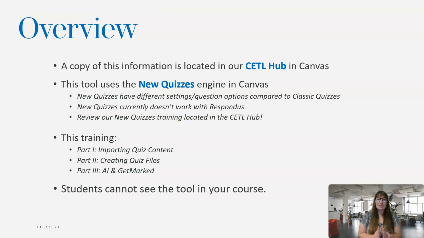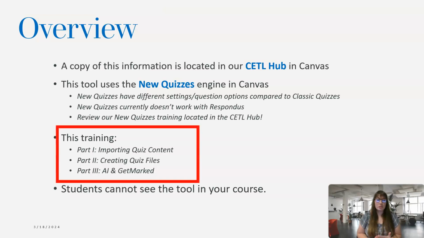Okay, so in this training specifically, there are 3 different parts. We're going to talk about importing the content first, and then we're going to talk about how you can handle and manipulate the content of your quizzes and the files. And then after that, we have a brief section talking about AI and how you can use that in conjunction with GetMarked and save you even more time.